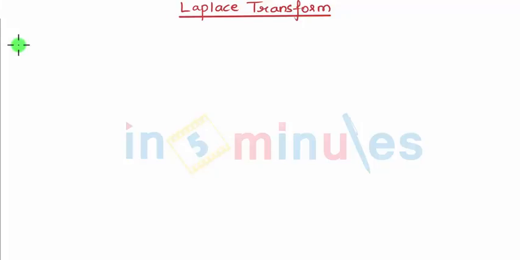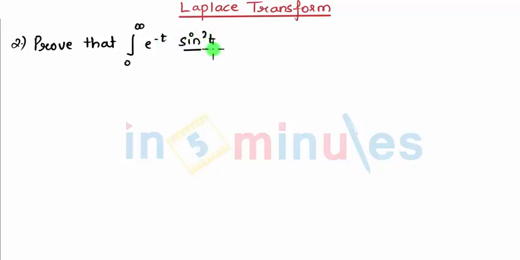Now let's see one more sum of evaluation. We need to prove that integration 0 to infinity e raised to minus t sine square t divided by t dt is equal to 1 by 4 log 5. Students, it is very easy to understand that the sum is of evaluation, that is, we need to evaluate by just understanding my limits of 0 to infinity, which is standard limits of Laplace transform definition.